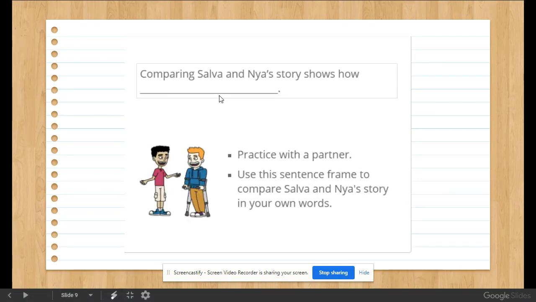And that brings us to our last slide, just a little bit of practice. And on your Canvas quiz, you'll see this question as well. Comparing Salva and Nya's story shows how. So we're comparing Salva and Nya. What does that demonstrate or explain to the readers? So if I compared these two characters' stories, what would that demonstrate or explain to the reader? Submit your quiz, see which ones you got right. If you missed any questions on the quiz, look and see why you missed those questions.